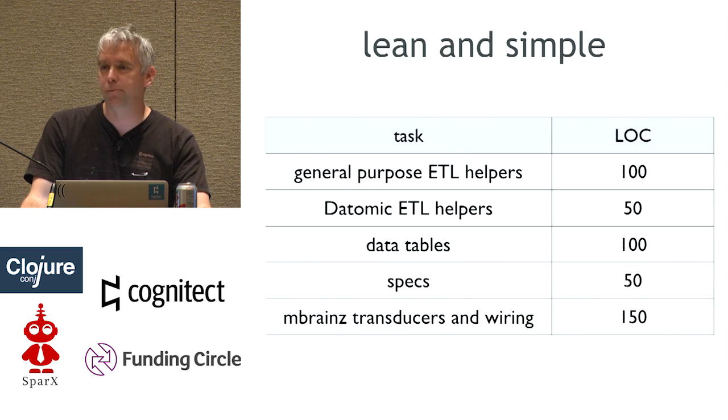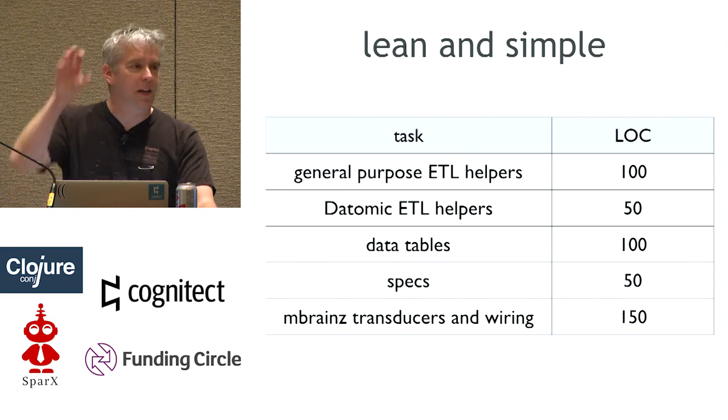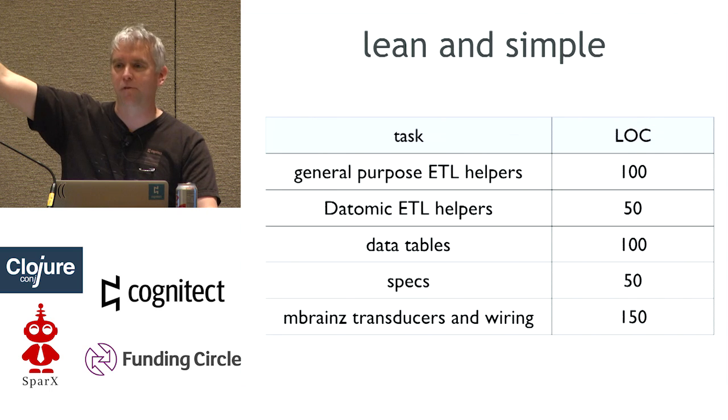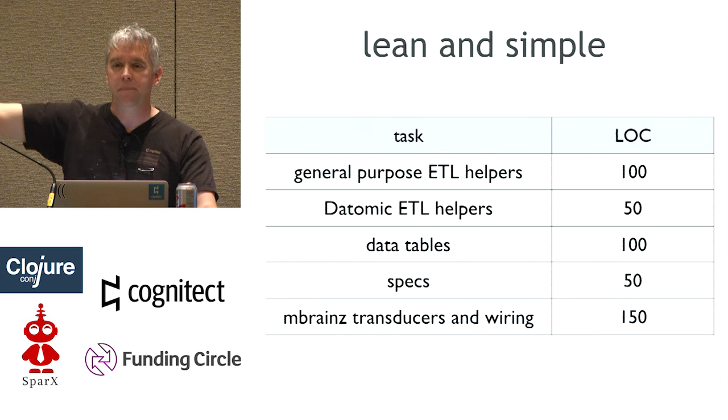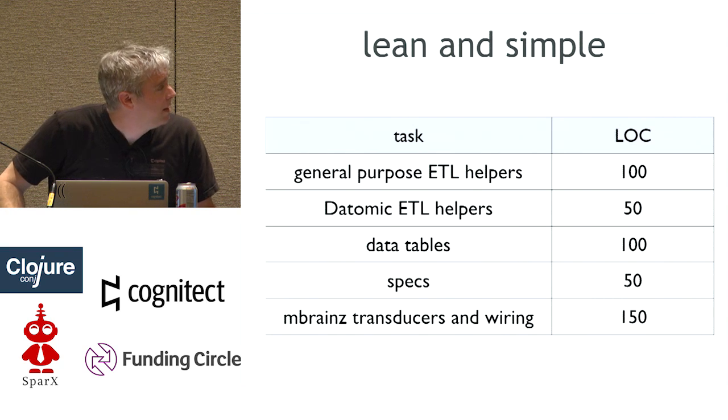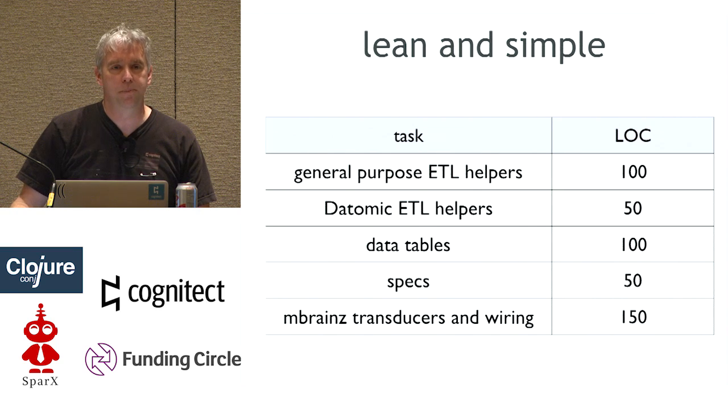That's about a half and half split between transducers and wiring. And by wiring, I mean instantiating channels, knowing where the names of files are if you're writing to files and stuff like that. So that's really all sort of glue code. And the interesting part, the transducers, is under 50 lines of code.